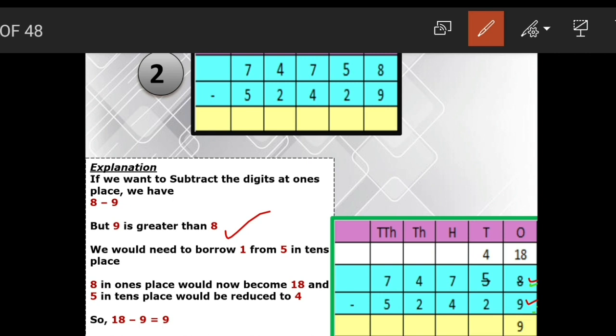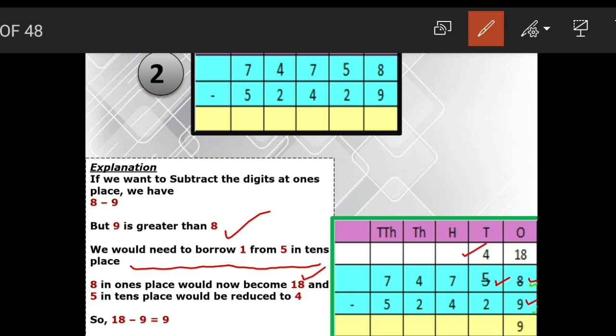So what we'll do, we would need to borrow 1 from 5 in the tens place. So we have 5 in the tens place, we'll borrow 1 from there so that we are able to deduct. So 8 in ones place would now become 18. When we borrow 1 from 5, because 5 is in tens place, borrowing 1 from 5 means we are borrowing 10 because 5 is in tens place. So 10 plus 8 is 18. So 8 will become 18 and 5 will be reduced to 4. 5 will become 4 because 1 we have taken and we have given 1 to 8. So 5 will become 4.